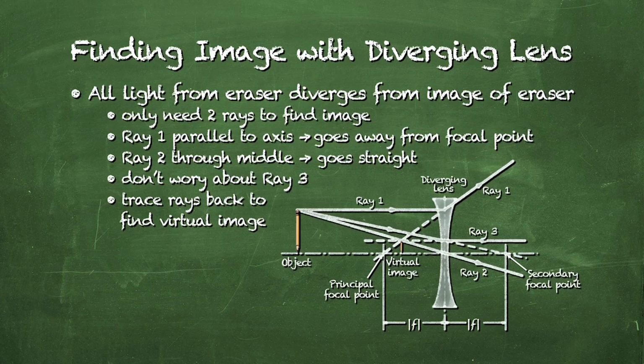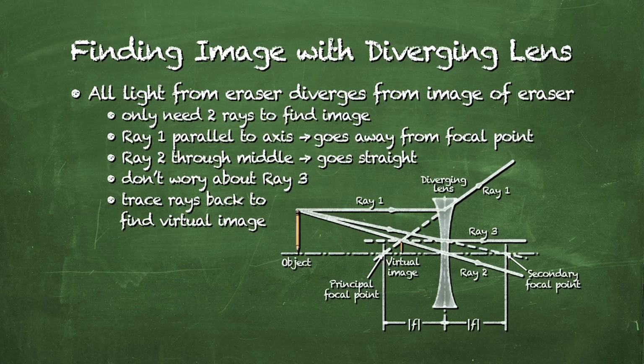Ray 1 and ray 2 never meet, but if we trace them back, they seem to have met at the virtual image. And you can see it, that little tiny pencil in the diagram is where ray 1 and ray 2 would meet if we were to trace them back. So that is what a virtual image is. The light never actually converges at a virtual image, although it appears to have converged at the virtual image. So once again, for a diverging lens, ray 1 is parallel to the axis, bends directly away from the virtual focal point. Ray 2 goes to the middle and goes straight. And then we trace the rays back to find the virtual image.